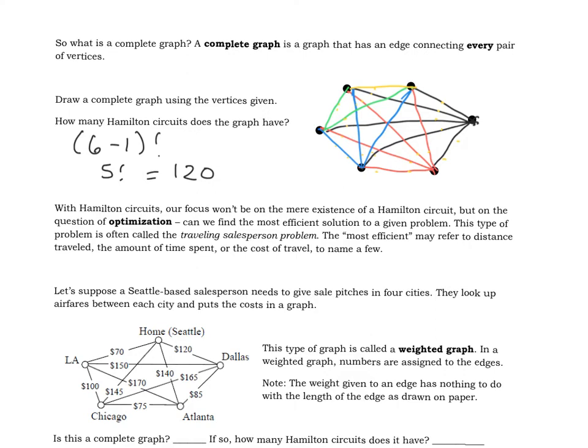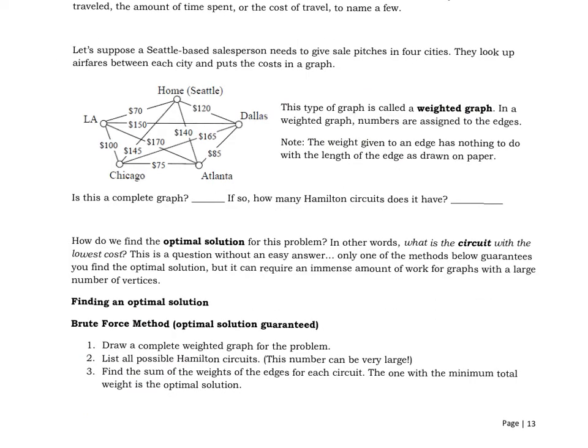Let's suppose a Seattle-based salesperson needs to give sales pitches in 4 cities. They look up airfares between each city and put the cost on the graph. This type of graph is called a weighted graph. In a weighted graph, numbers are assigned to the edges. Note the weight given to an edge has nothing to do with the length of the edge as drawn on the paper. So they're asking, is this a complete graph?